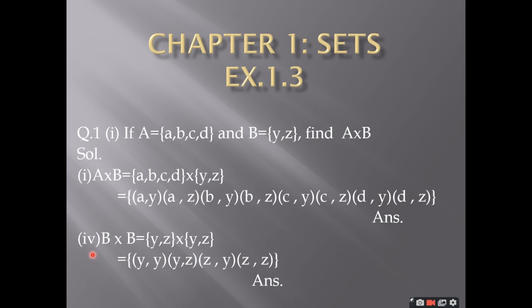The fourth part of your book is you have to find the Cartesian product of B and B. So you have to write set B, then write the cross sign, and again write set B. Then we take the first element from set B, y, and make pairs with the elements of set B. So first take y: y, y; y, z. Then take the second element, which is z, and pair it up with the elements of the other set. So z, y; and z, z. This is the answer.